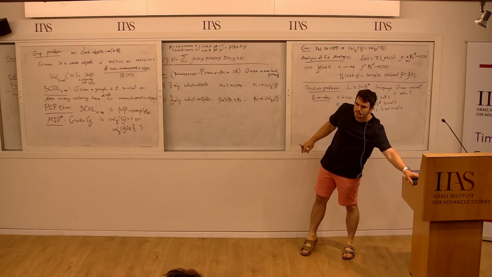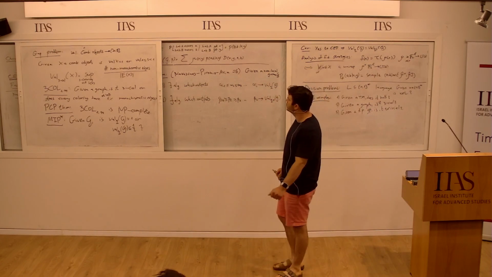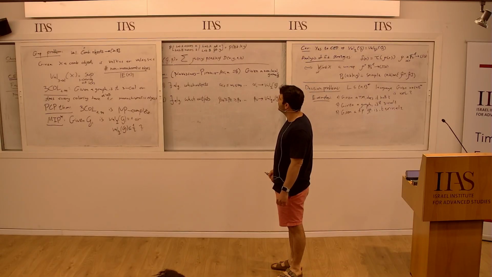So this would work for any group, or do you use the fact that your group is locally finite? I think I used the fact that my group is countable, right? But other than that, I don't think I used anything else.